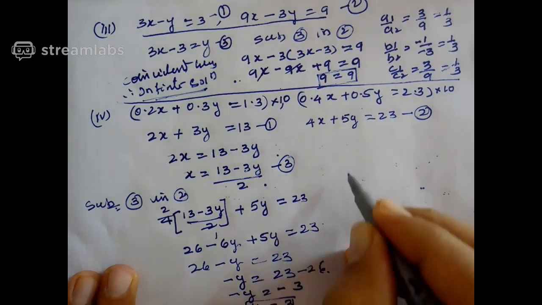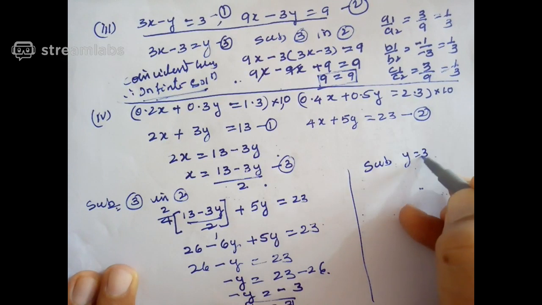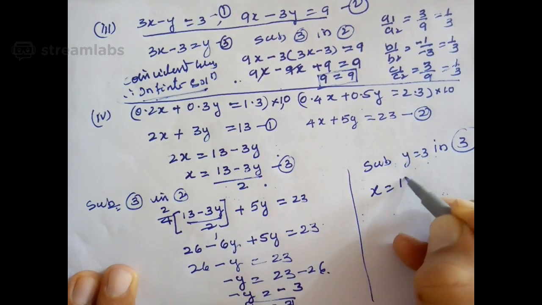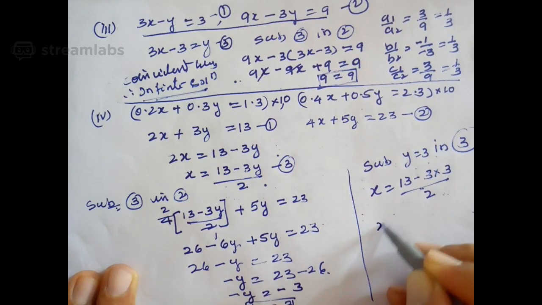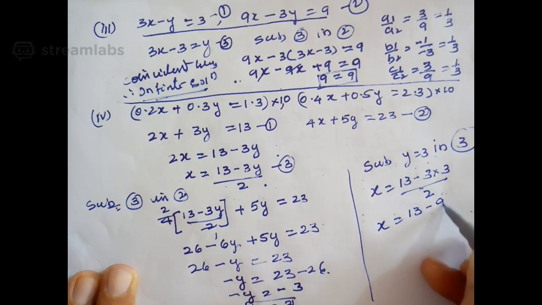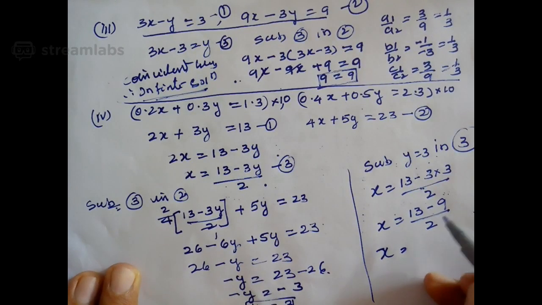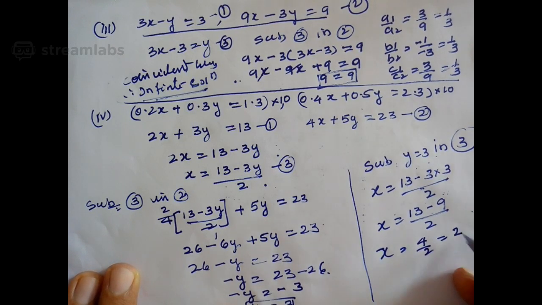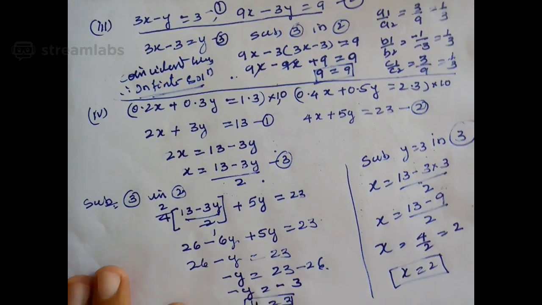So y is equal to 3. Now how to find x? Substitute y is equal to 3 in the third equation. x is (13 minus 3 into 3) by 2. So x is (13 minus 9) by 2. What is 13 minus 9? It is 4. 4 by 2 is equal to 2. x is equal to 2. This is how we can solve.